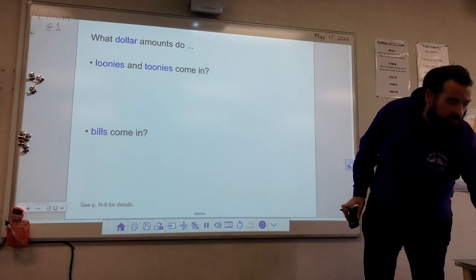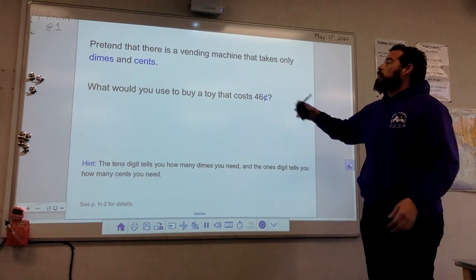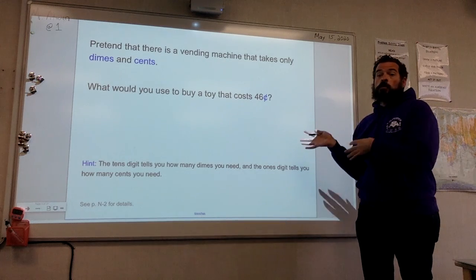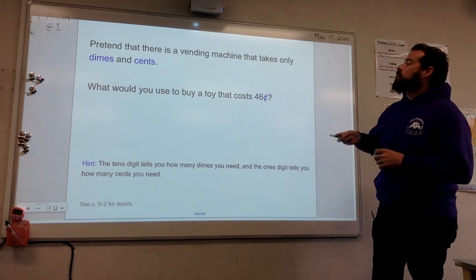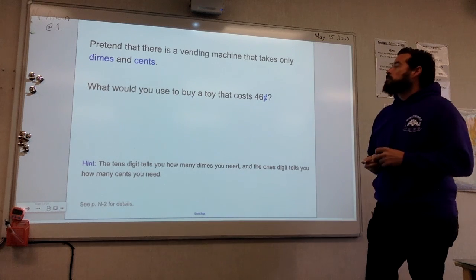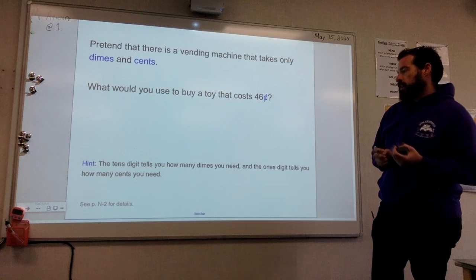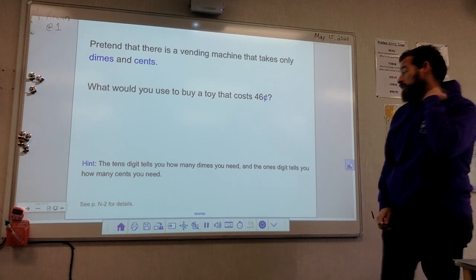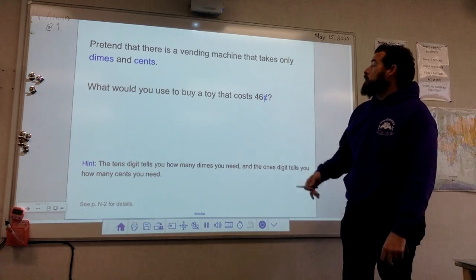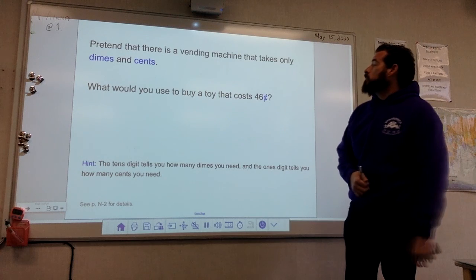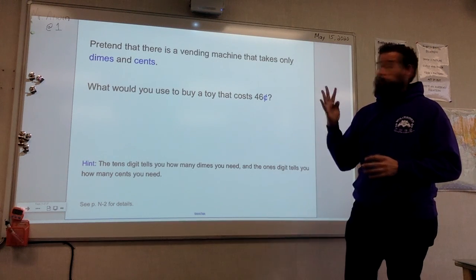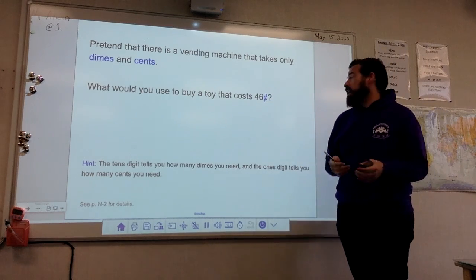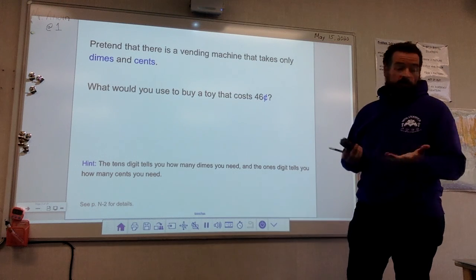All right, so let's get right into this question here. Pretend there is a vending machine that takes only dimes and cents. Now, as I mentioned before, we are going to be talking about pennies and cents. So what would you use to buy a toy that costs 46 cents? There's a little hint that's given here. It says the tens digit tells you how many dimes you need, and the ones digit tells you how many cents you need. So if you need 46 cents, if you're only talking about dimes and cents, we need 4 dimes, because that's the tens place when we're doing cent notation, and then 6 cents or 6 pennies to equal that 46 cents.